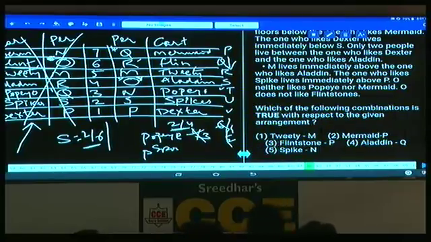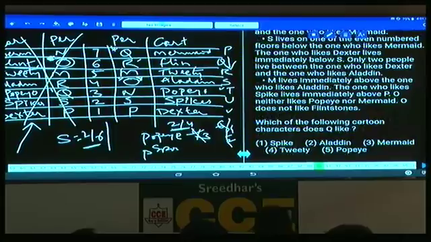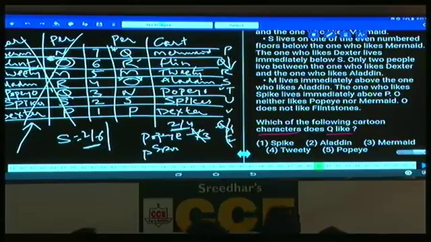88. Then question number 89. Now in this 89, which of the following combinations is true with respect to the given arrangement? Now combination. Tweety M is definitely true, isn't it? Hence choice 1 is the answer, 89. Then coming to question number 90, which of the following cartoon characters does Q like? Now this Q likes which one? Q likes mermaid, that is given in choice 3.